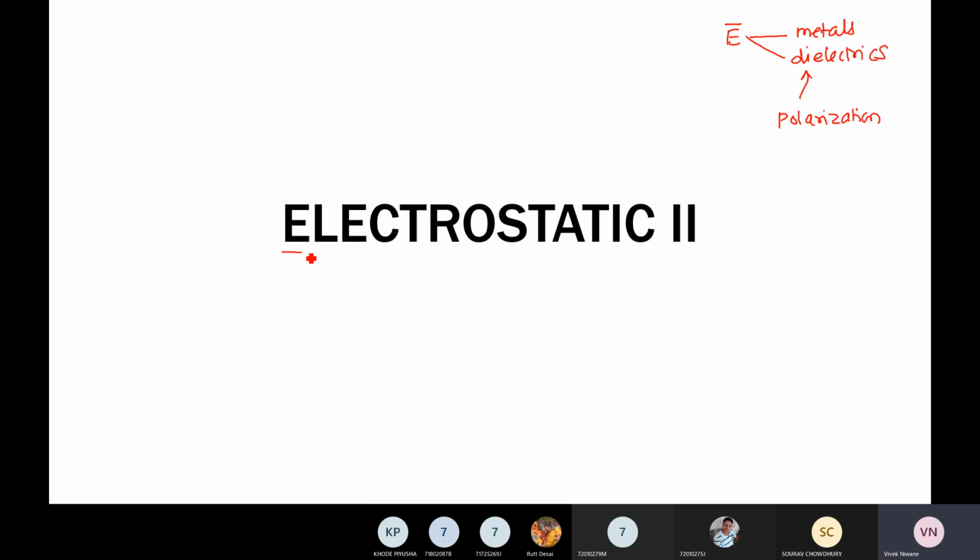Here an important word is electrostatic. What do you mean by electrostatic? Or what do you mean by magnetostatic? We need to analyze these words. Electro is electric field, magneto is magnetic field, and static means it does not change with time. Remember that it does not change with time.